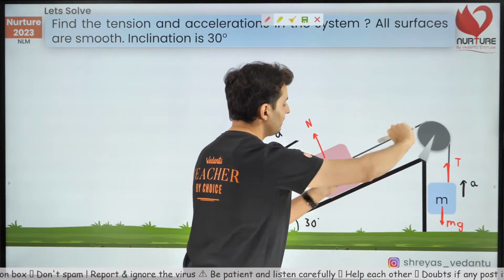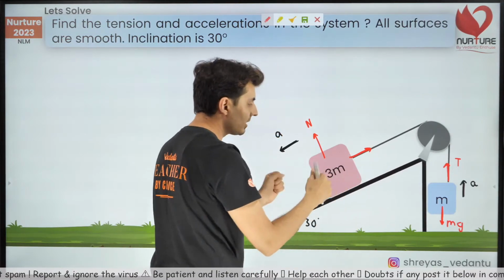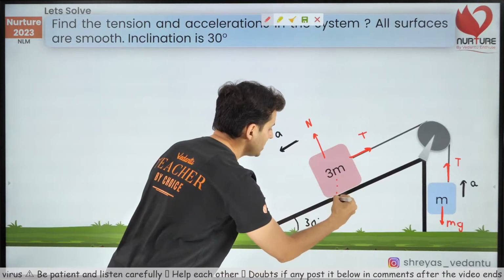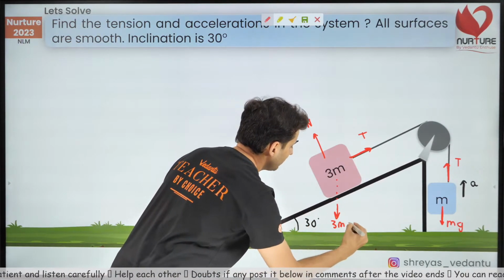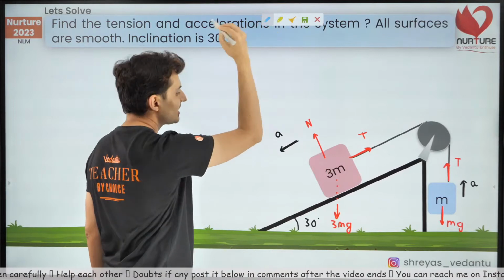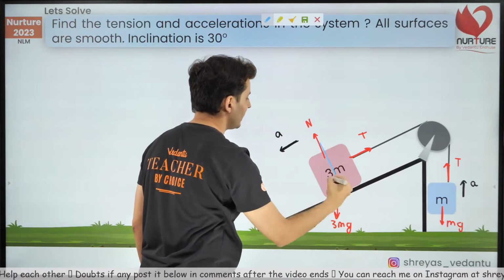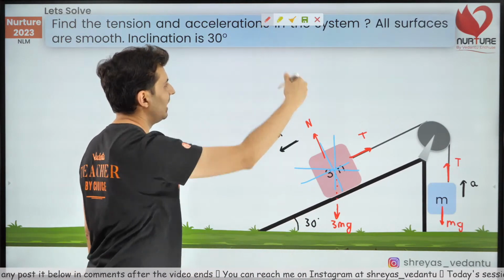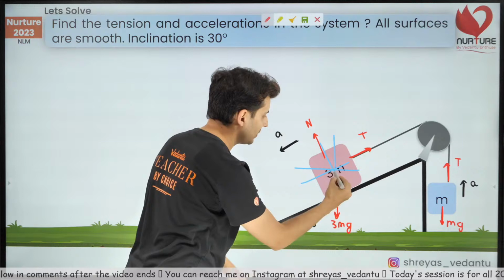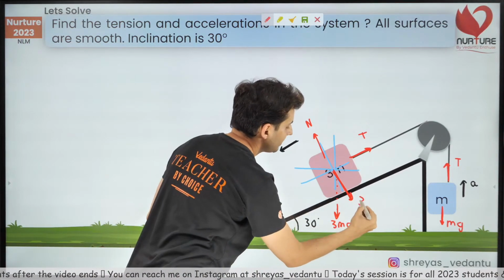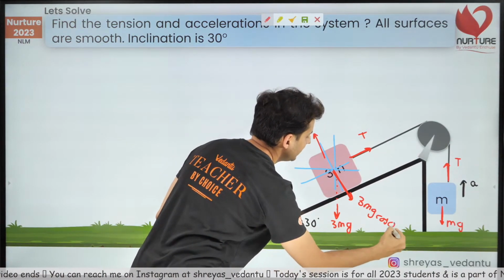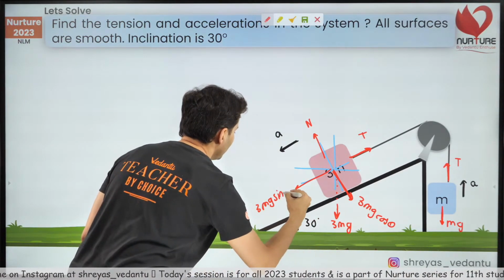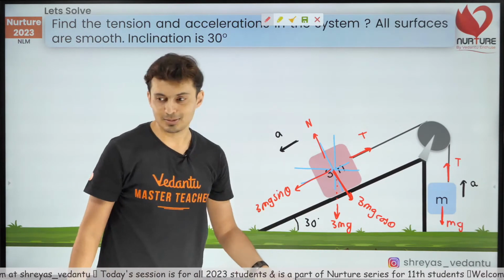The string will be pulling the block backwards. Remember, strings always pull. So tension over here. There will be 3mg down. But using my splitting method, you can easily figure out what the components are. And by now you should know it, guys. If mg is down, this one will be 3mg cos theta, and this one will be 3mg sin theta. Theta is 30 basically.